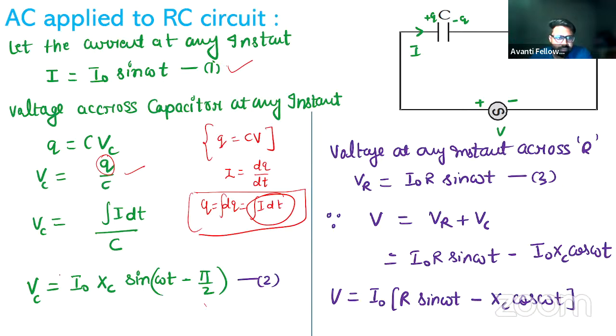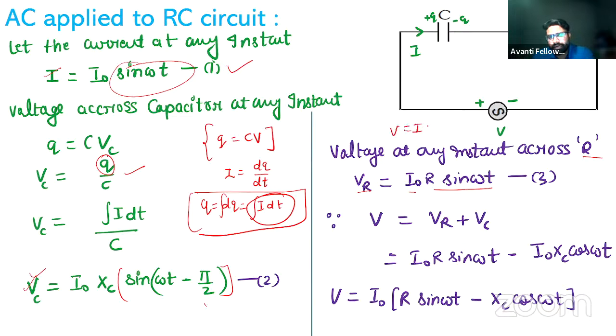Look, integration of sine omega t becomes cos omega t. But we want voltage and current in the same trigonometric ratio, so we want this term in sine as well. For that, we make the change sine omega t minus pi by 2, and we know that sine omega t minus pi by 2 is minus cos omega t. Clear? Now, the voltage across R at any instant is VR equals I naught R sine omega t, which can be easily derived.